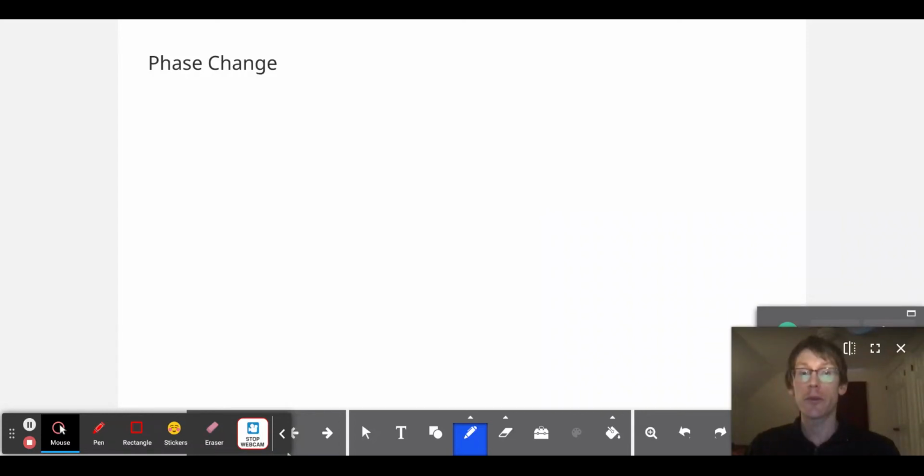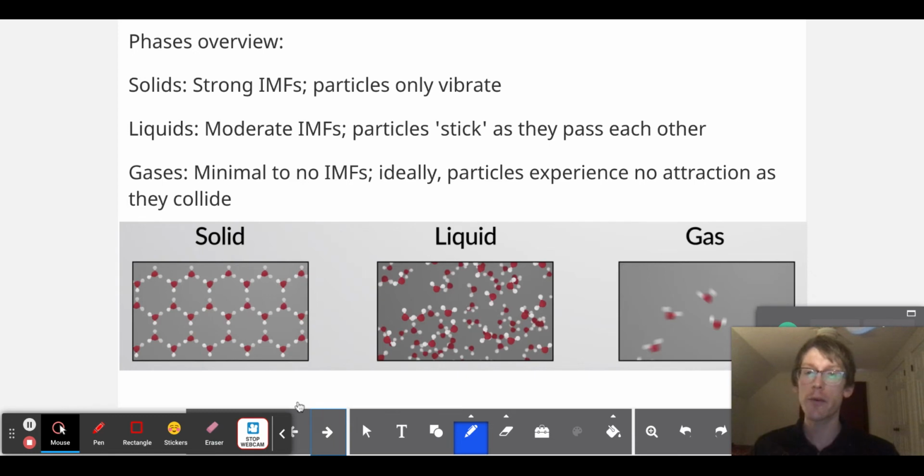In this video, we're going to learn about phase change. So before we talk about changing phases, we need a recap of the different phases and how they differ from one another. So solids differ from liquids and gases based on the strength of their intermolecular forces. In the case of solids, the IMFs are very, very strong, and so particles of a solid will only vibrate. They'll stay stuck in place and simply shake.